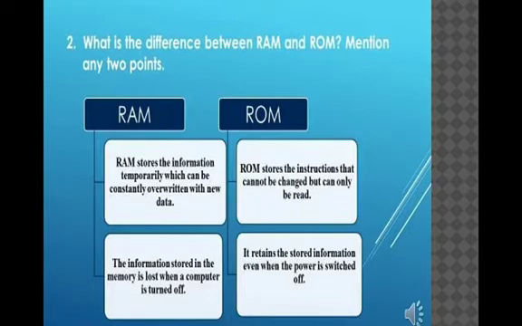The second full form: the information stored in the memory is lost when a computer is turned off. All the data is loaded in RAM and you work with it. When you shut down the computer, all the data is erased. Whatever data you have stored will be stored in the hard disk. It retains the stored information even when the power is switched off.